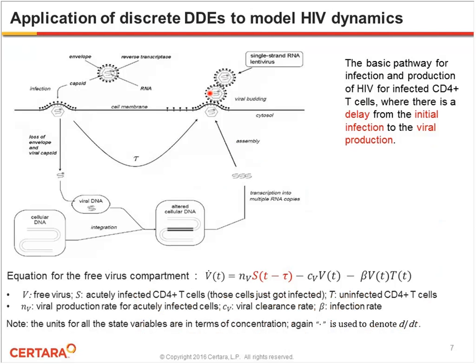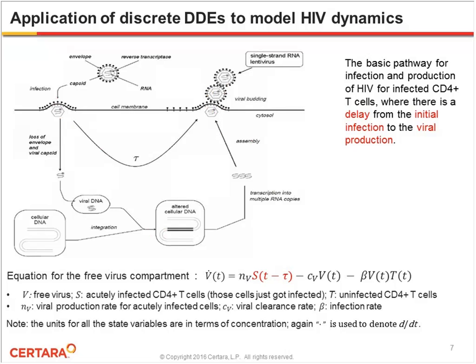Now, here I just want to give a specific example of how to use discrete DDEs to model HIV dynamics. This figure shows the basic pathway for infection and production of HIV for infected CD4 T cells. When the virus enters the host cell, it needs to lose the capsid and integrate with the host DNA, then transcribe into multiple RNA copies, then assemble itself, and then bud out of the host cells. So we see that there is a delay from the initial infection to the viral production.